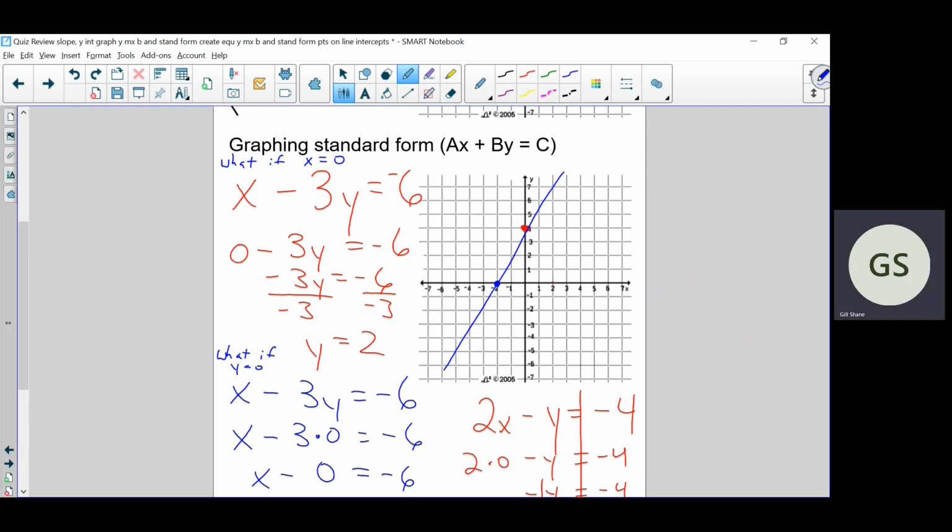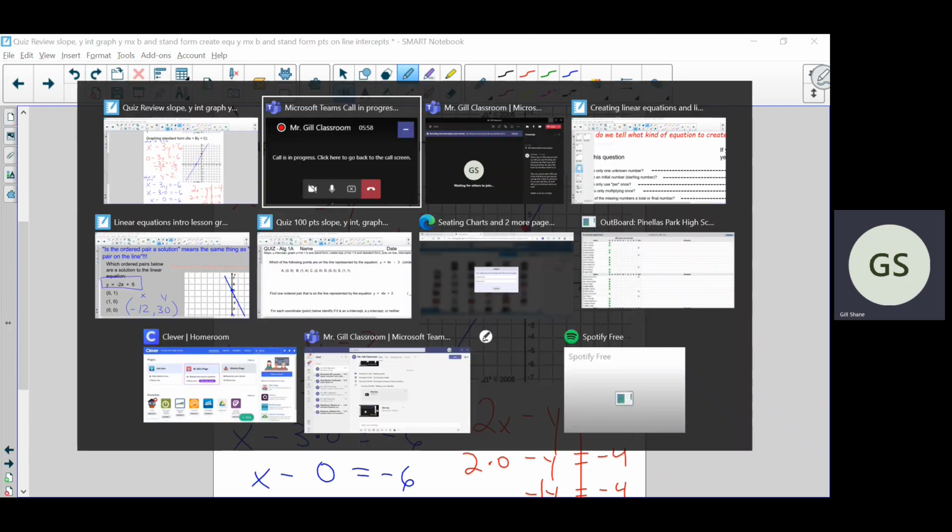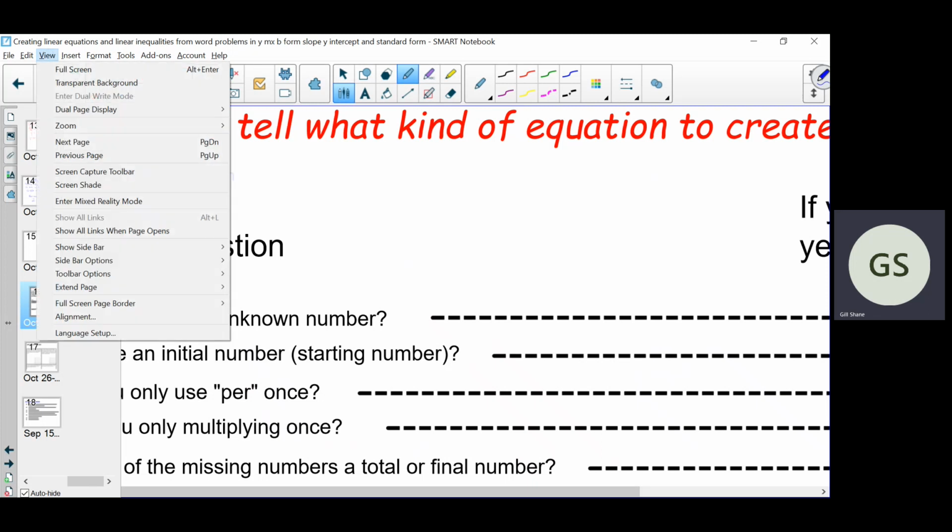All right, so now let's go to the gold sheet. Gold sheet is the word problem sheet. I don't really have this on the, oh yeah, I do. I do have it up. There it is, right there. So here's a gold sheet.